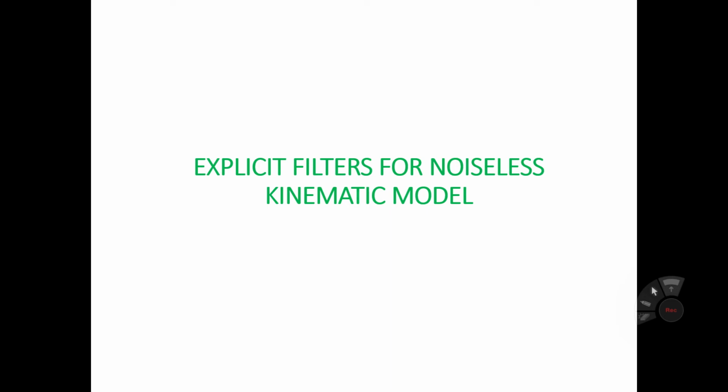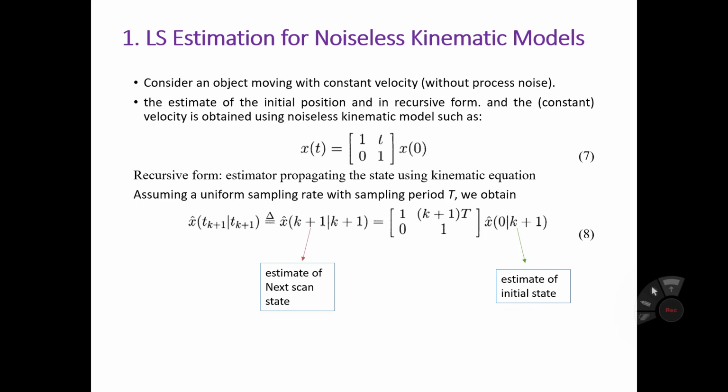Now first use the filters for the noiseless kinematic model, for example, least squares estimation for the noiseless kinematic model. Consider an object moving with a constant velocity without process noise. Noiseless means here we are not adding the process noise. So the estimate of the initial position and, in the recursive form, the constant velocity is obtained using the noiseless kinematic model, such as this.